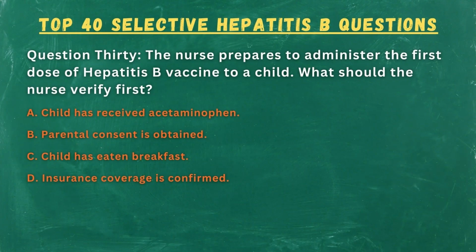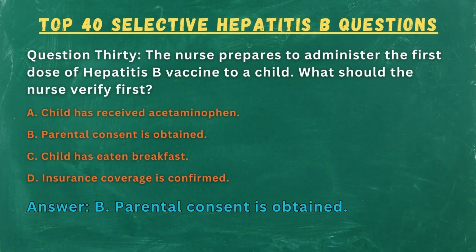Question 30. The nurse prepares to administer the first dose of hepatitis B vaccine to a child. What should the nurse verify first? A. Child has received acetaminophen. B. Parental consent is obtained. C. Child has eaten breakfast. D. Insurance coverage is confirmed. Answer. B. Parental consent is obtained.